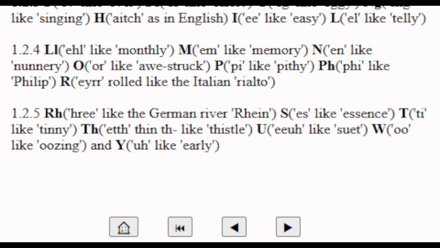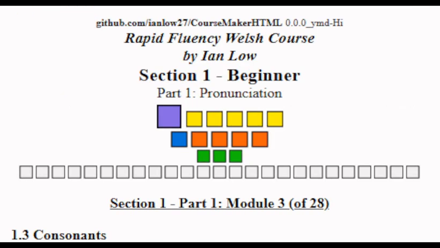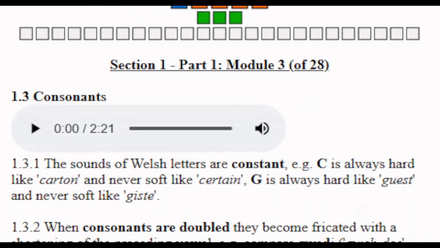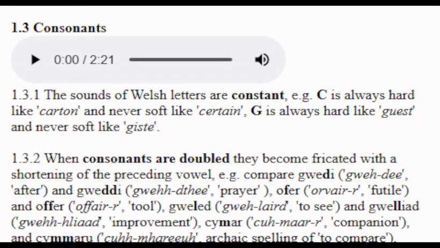So that is the Welsh alphabet. To move on to the next module, I'll just click on the next button like this. This takes us to Module 3, Part 1 of Section 1, which is about the consonants. Here we have another audio file, so I'll click on the play button as before.